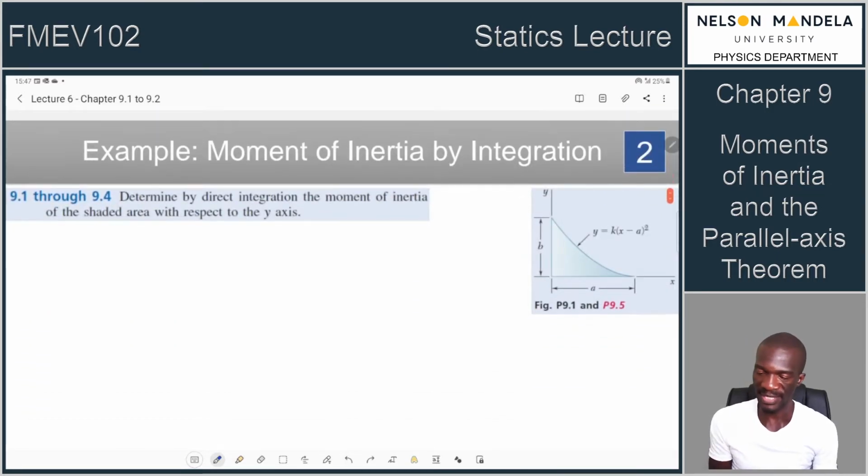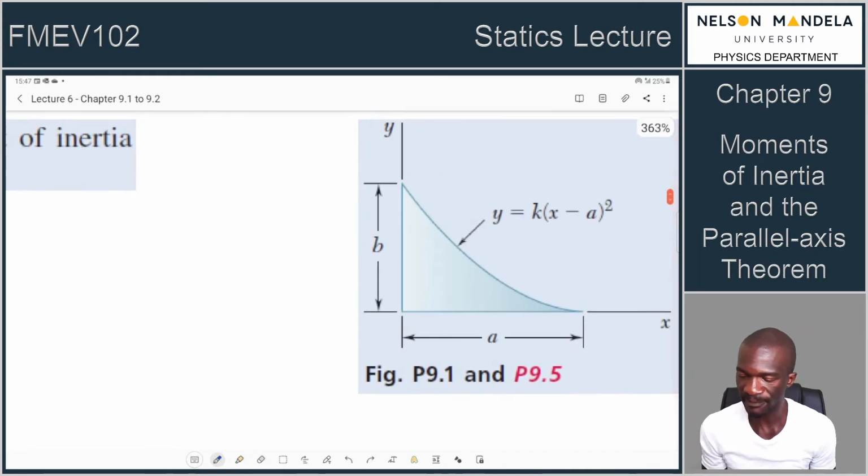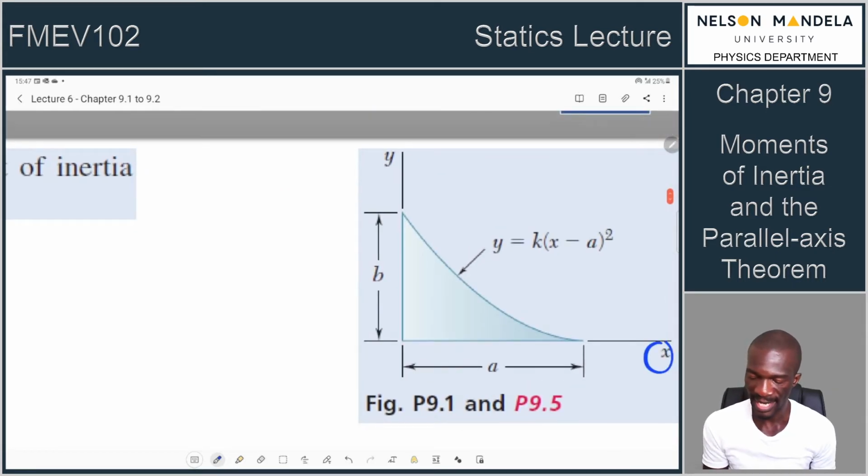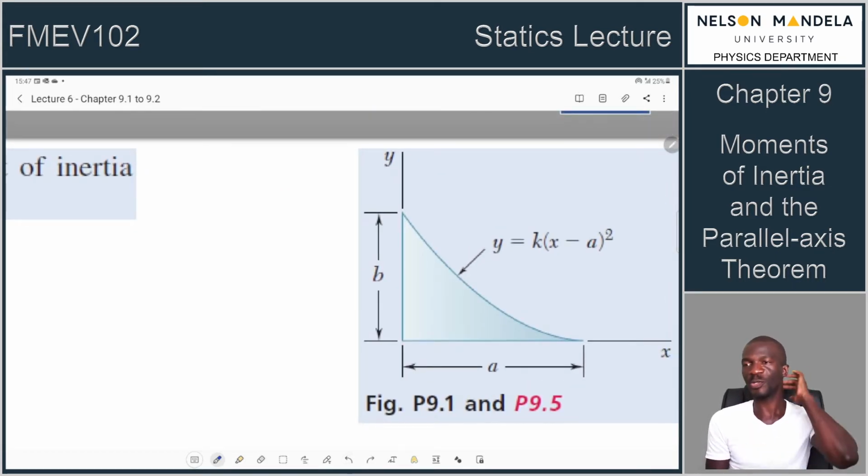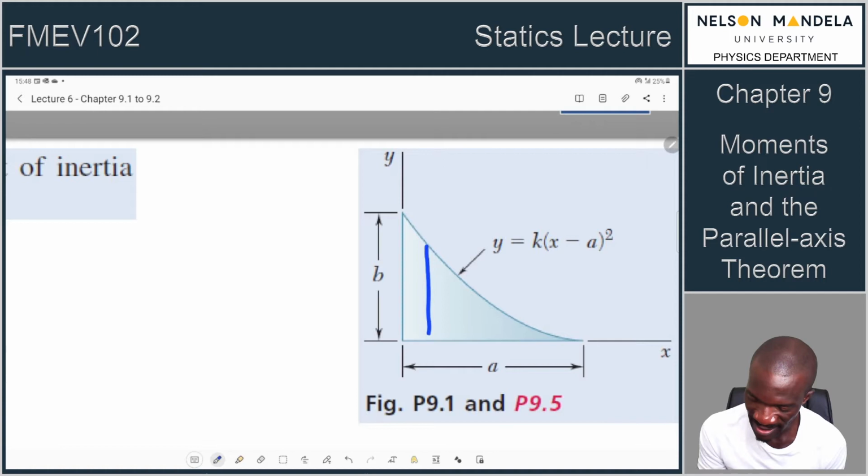Right, so we have an example here. We have an example where we want to determine by direct integration the moment of inertia of the shaded area with respect to the x-axis. The moment of inertia of this shaded area with respect to the x-axis. So you can choose as you wish, a horizontal or a vertical strip. We already have some equation for the vertical strip, so we can even make use of it. So let's just see how it works.